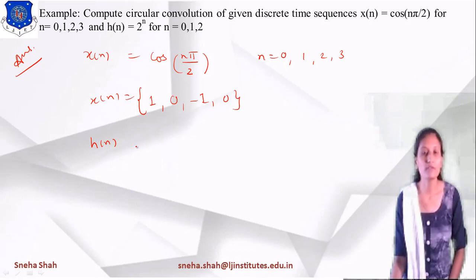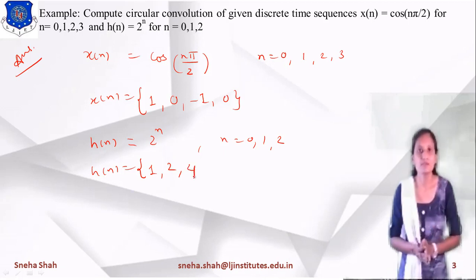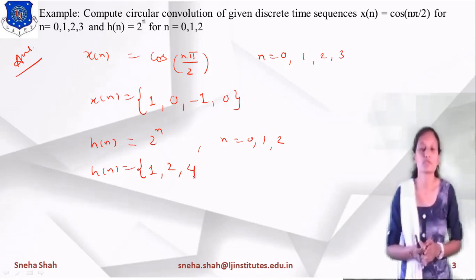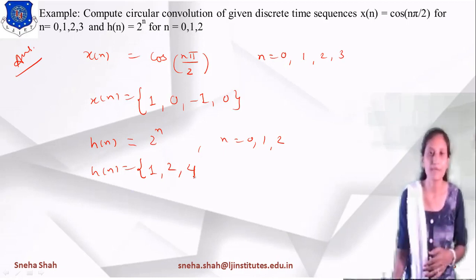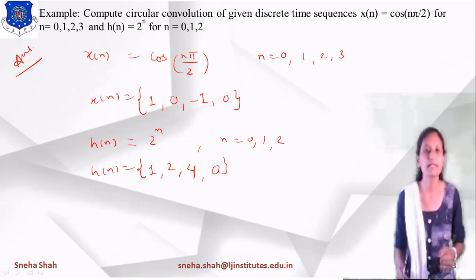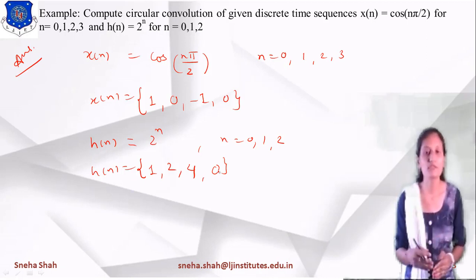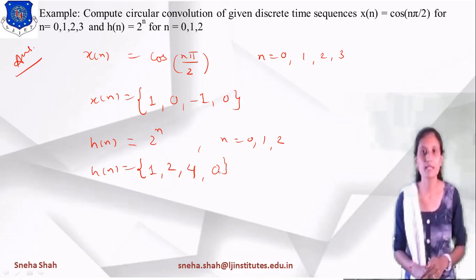In the same way I am finding the value of h of n. The equation is given as 2 raised to n for n equals 0, 1 and 2. So 2 raised to 0 means 1, 2 raised to 1 means 2, 2 raised to 2 means 4. As you know, to solve circular convolution the number of samples should be the same. So you can see that 4 terms will be there, so I am adding a fourth term with magnitude equal to 0. By using these two sequences x of n and h of n, we will find the circular convolution.